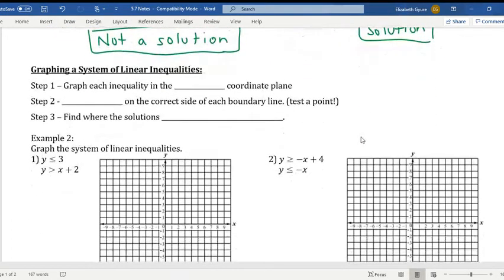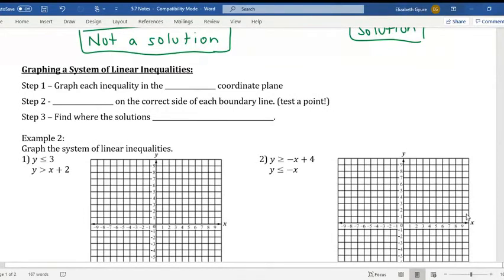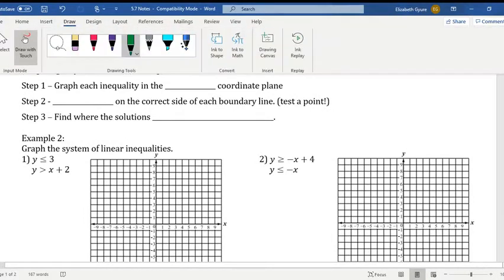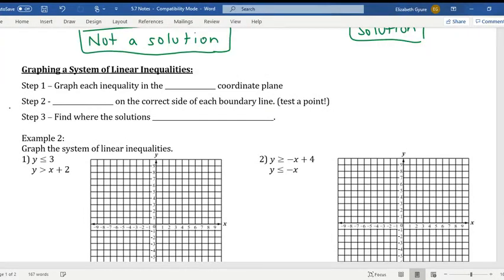All right, so graphing a system of linear inequalities. So we got 3 main steps here. Step 1, we're going to graph each inequality in the xy coordinate plane. We're just going to graph. We're going to graph both lines.